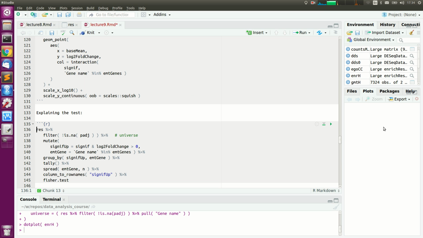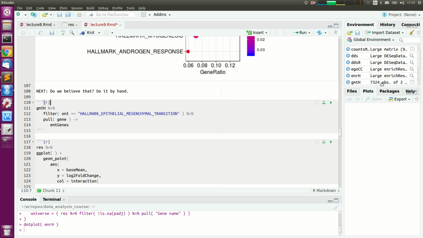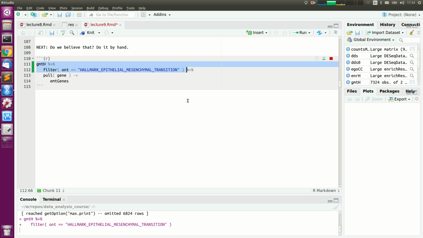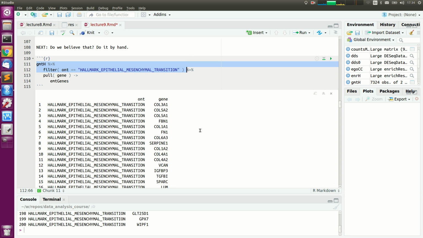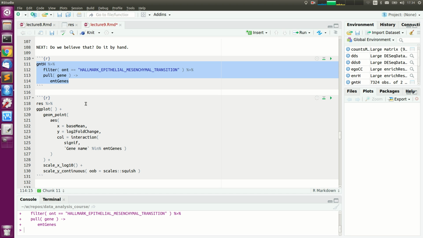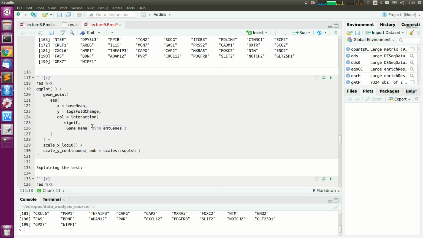You see, I take my result set again. Where did I do it? Yes, EMT genes was when I first wanted. Here I take this GMT thing, which you remember are all these things. Now I filter out those which have EMT. Now I see the genes of EMT. I pull the gene column and save this in this variable. So this is now the variable with all those genes from the EMT list.